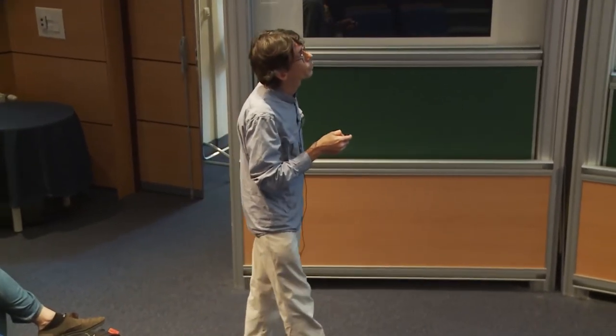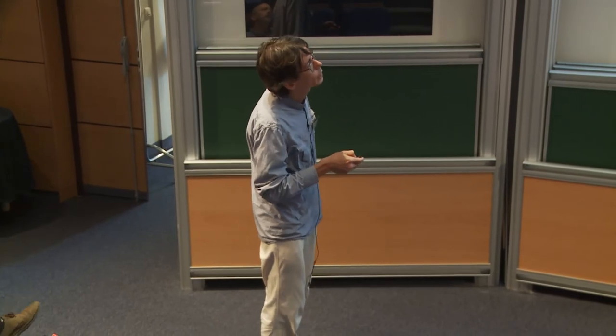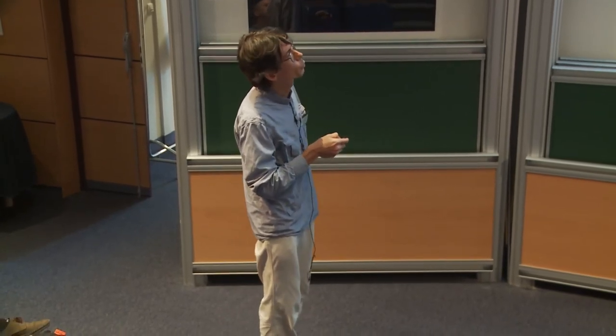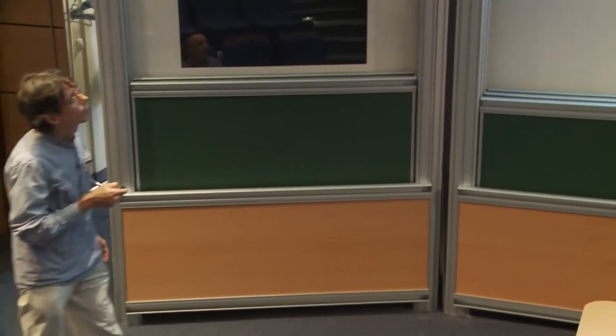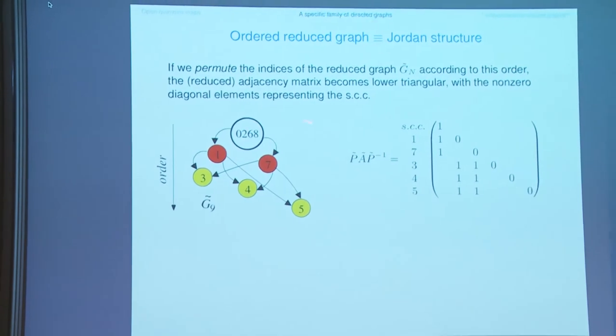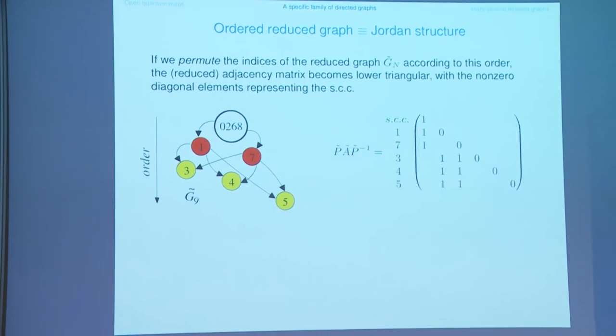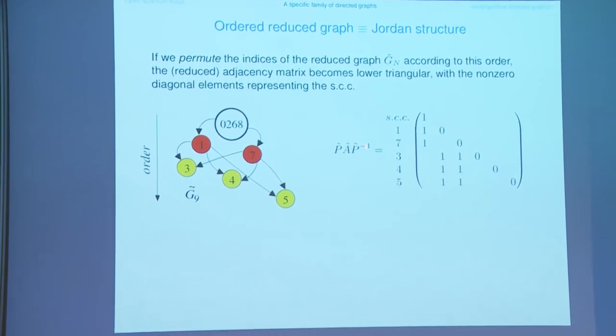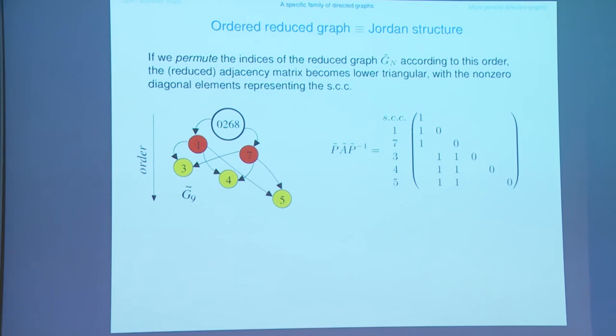Once we have this order, let's use it to write down our reduced matrix. This is now the reduced adjacency matrix corresponding to this reduced graph. Choosing this order corresponds to a certain permutation of the entries of these nodes here, and when you apply this permutation to be in this order, you get a matrix which is lower triangular, automatically. Being lower triangular really corresponds to the fact that this order is compatible with the arrows going down.